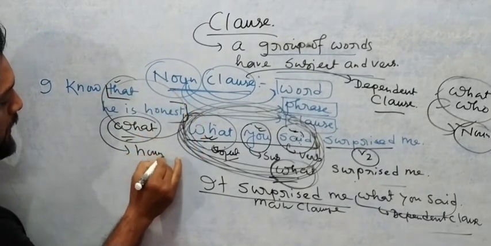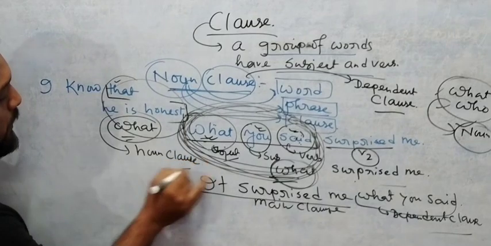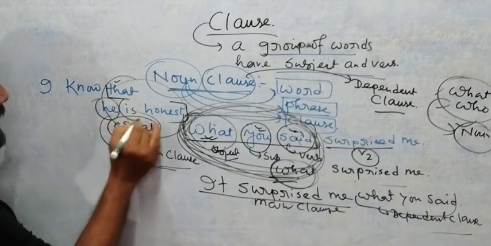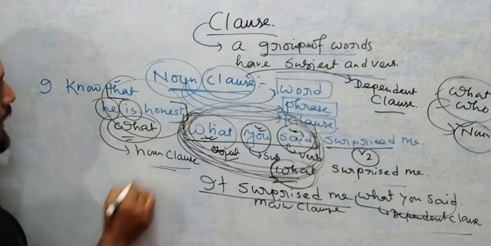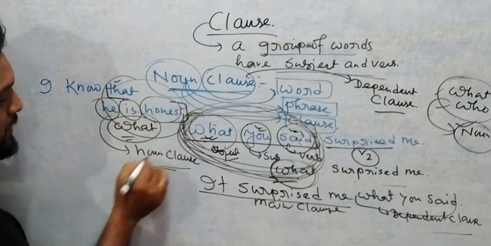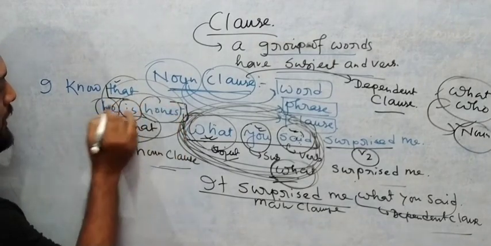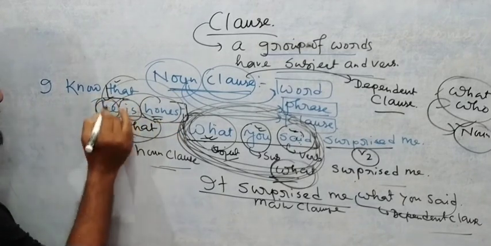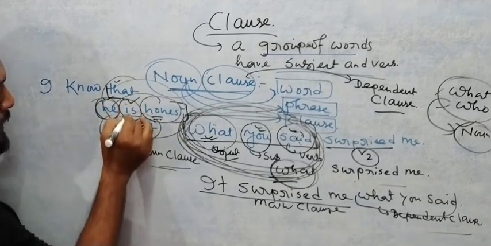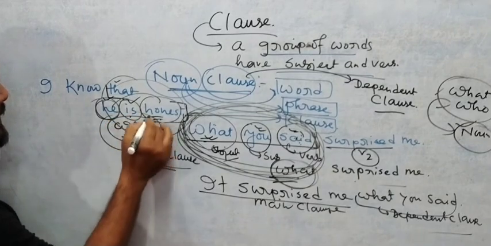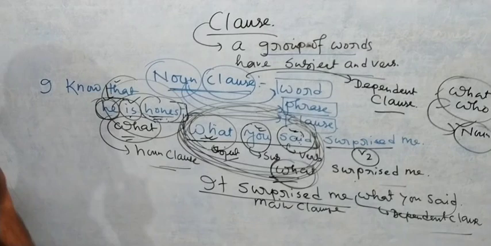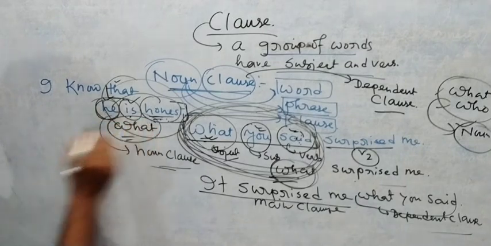What? That would be a noun clause. And why do we call it a clause? Because it has subject he and verb is, and honest will be the adjective. It talks about he. He is honest. Who is honest over here? He. So the subject is he, and is means the linking verb, or you can say the main verb. Honest will be the adjective. Okay, yes or no?